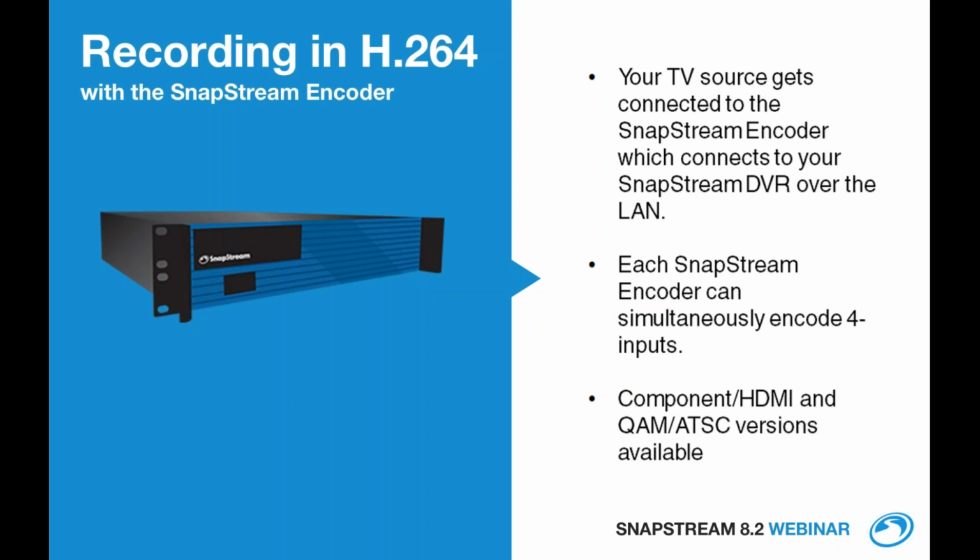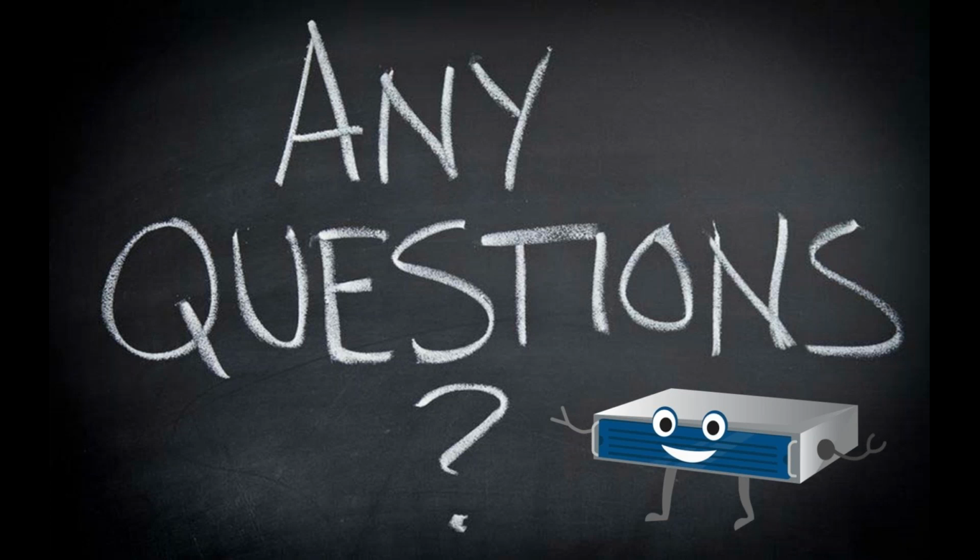So if you're not already recording in H.264, I definitely recommend you reach out to your SnapStream account manager, figure out whether this is something that you want to do here in the short term. We're definitely recommending that all of our customers, if they're not already recording in H.264, do consider moving that way here shortly. So that's everything I wanted to show you with SnapStream 8.2. Please continue to ask any questions you have, whether it's about SnapStream 8.2, whether it's about transcoding or about putting in SnapStream encoders for H.264 recording.